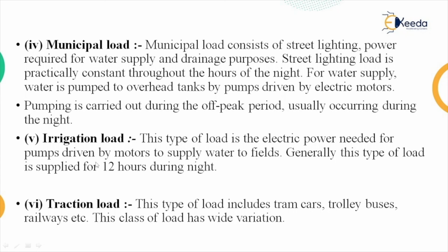Then irrigation load. This type of load is the electric power needed for pumps driven by motors to supply water to the field. Generally, this type of load is supplied for 10 hours during the night. So that is the irrigation type of load.